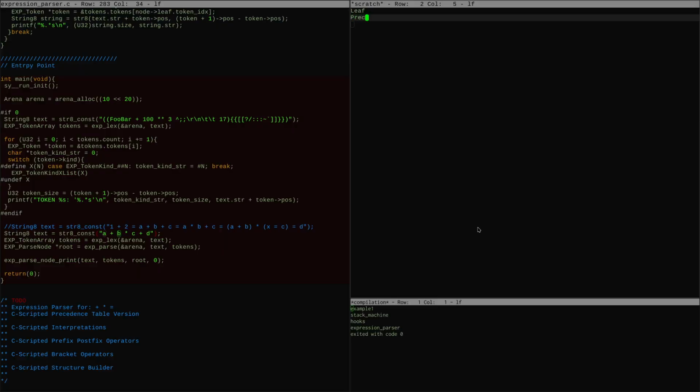Let's say we get a precedence level here, right? We get a precedence level, and then we get a leaf. And we don't know what to do yet in terms of how to build something with this. The next thing we get is another precedence level.